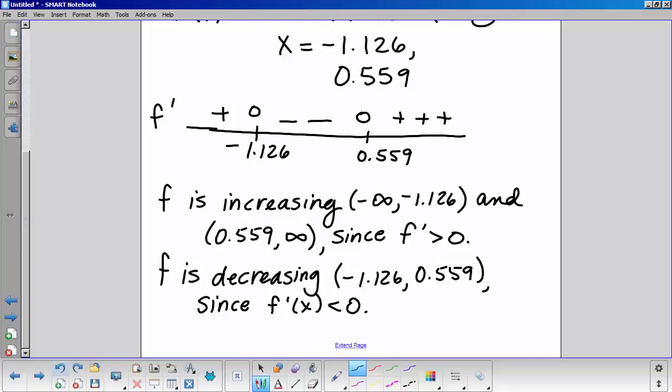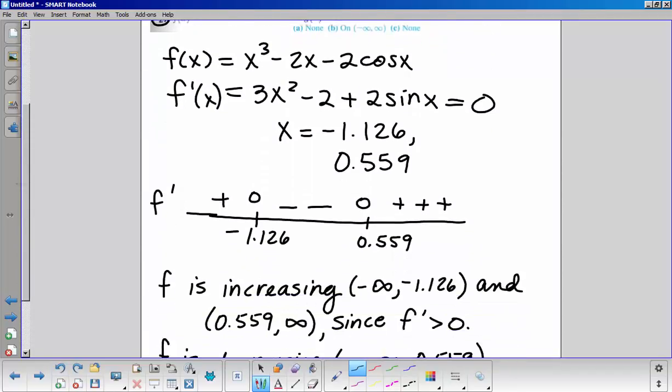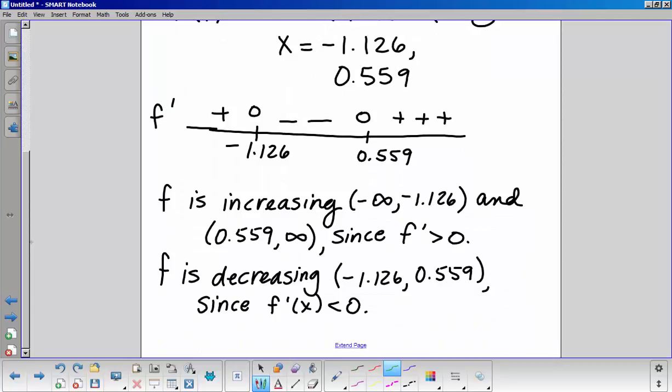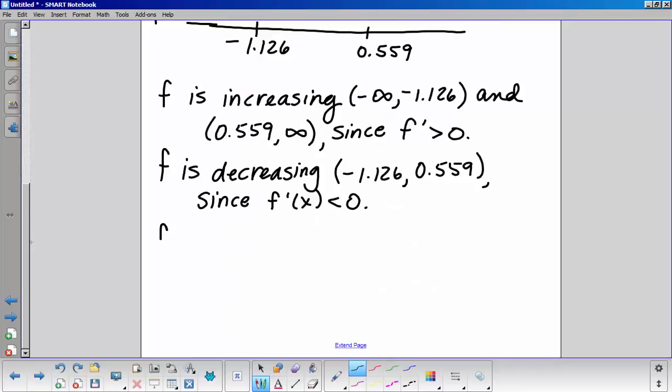And did they ask us for extreme values? Yes. Okay, so we need extreme values. Let's do the slope analysis, the first derivative test. We have a positive slope to a 0 slope to a negative slope, so this is a max. Then we have a negative slope to a 0 slope to a positive slope, which is a min. So we can say now that f has a relative max. Do we just always say relative? Yes, unless it's asked for absolutes. A relative max at x equals -1.126.